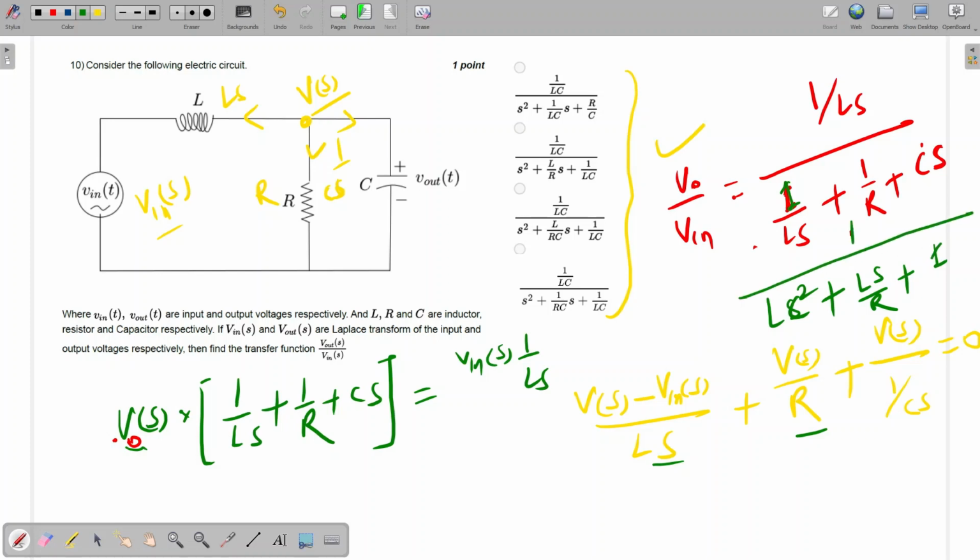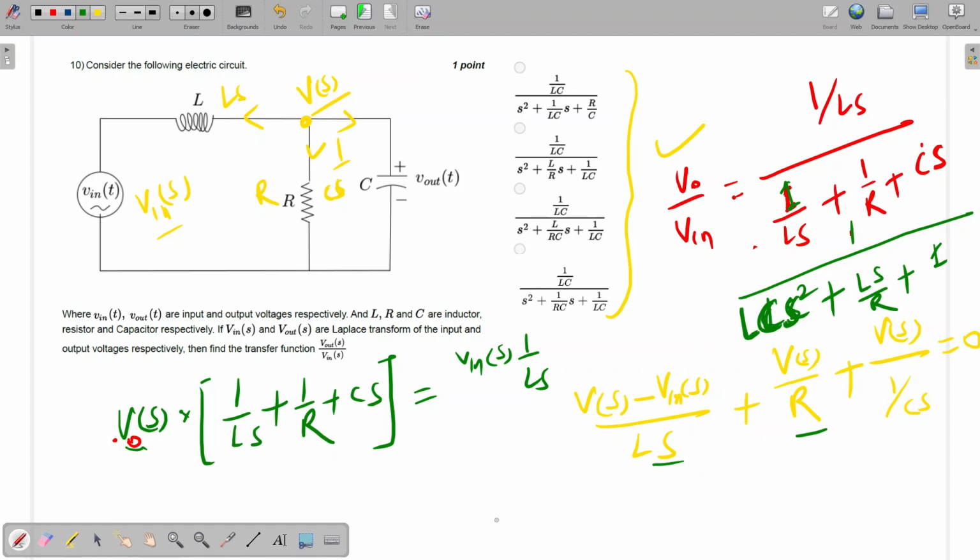Is it correct? No, sir. LC square. This one, no, LC multiple. No. Yes, sir. Correct. Now correct, sir. LC square plus... Okay. Now what can we do? We can take 1 by LC common.